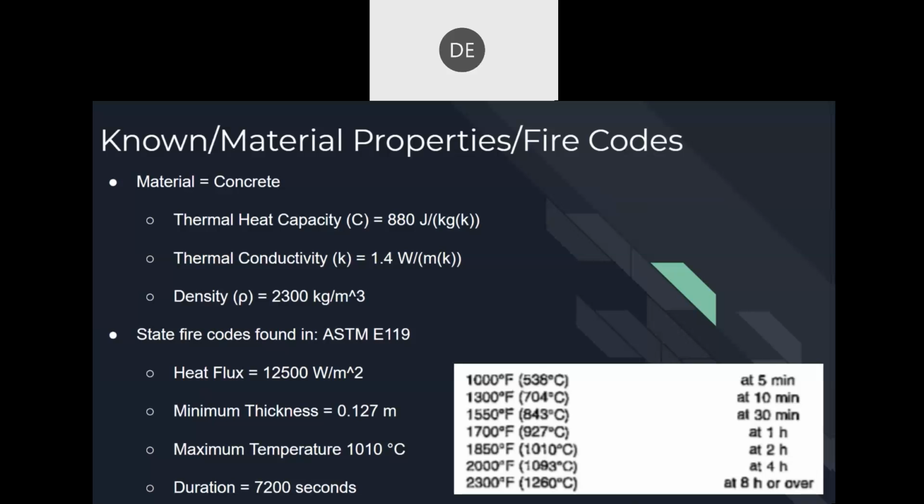For our state fire codes, we use the ASTM E119 manual. And we found a heat flux for auto ignition of wood, which is 12,500 watts per meter squared. The minimum thickness when exposed to a heat flux for 2 hours would be 1.127 meters, and this would be for a maximum temperature of 1010 degrees Celsius. And we'll also have to withstand this for 2 hours, or 7,200 seconds.